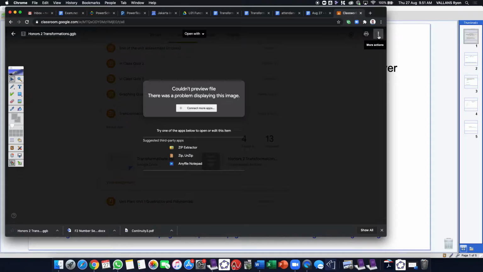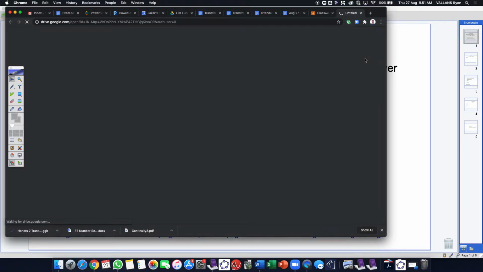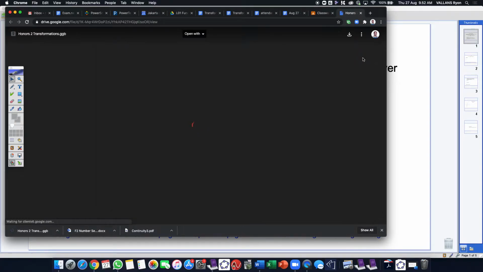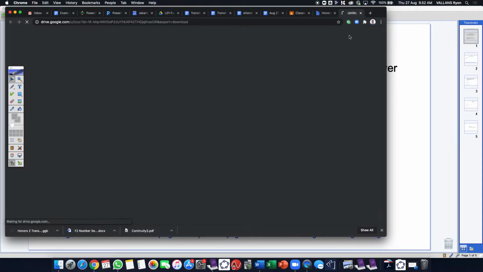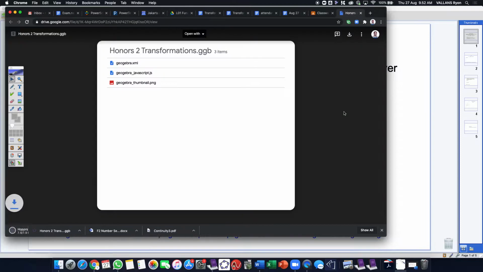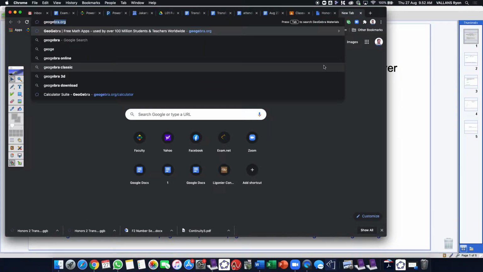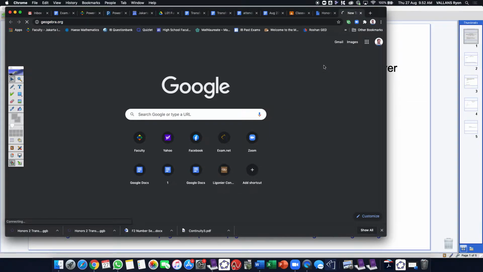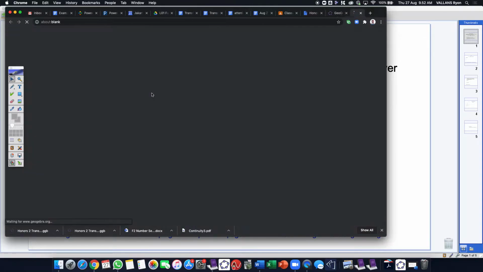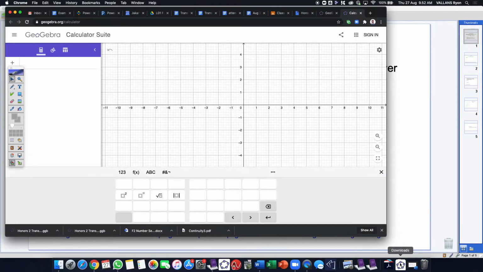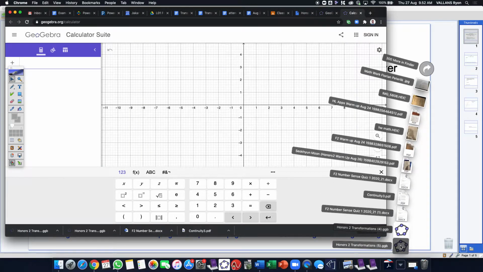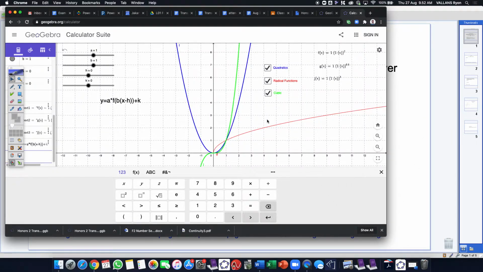Go to the top right, the three buttons up here, open in a new window. Then download it. If you have GeoGebra installed, you can just open it up. If you don't, go to a new browser, go to geogebra.org, start calculator. And then wherever you downloaded it, just drag that in, and you're good.